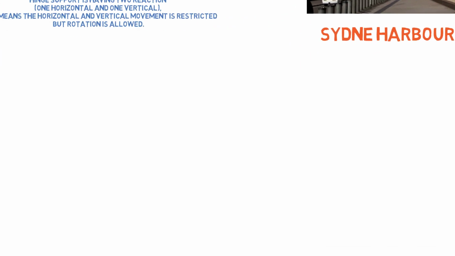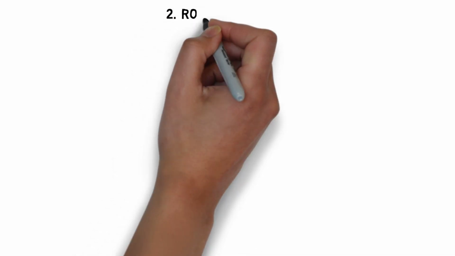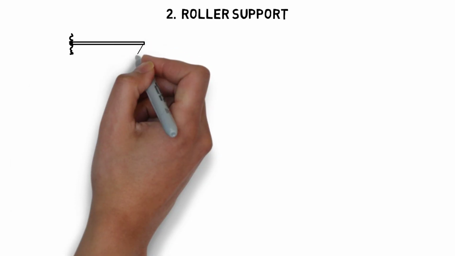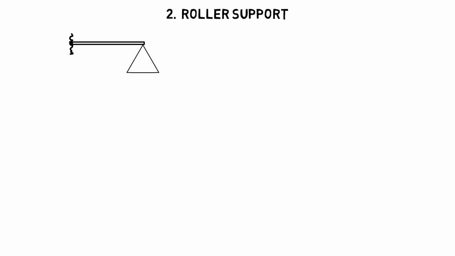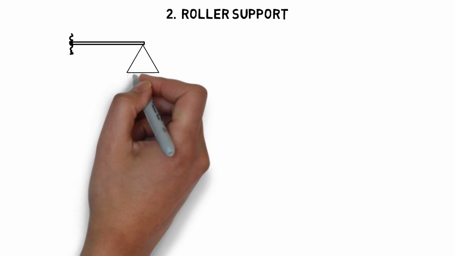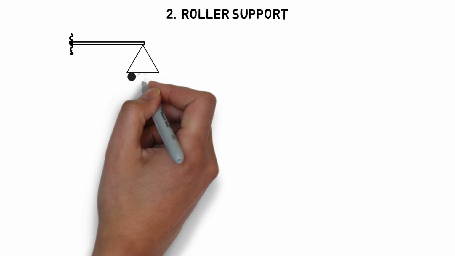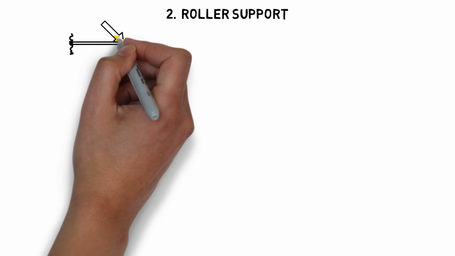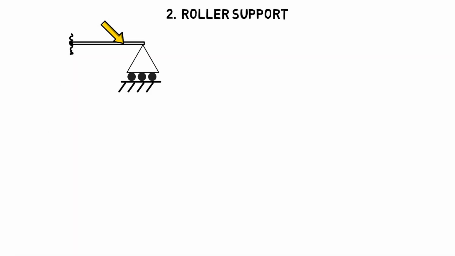The next type of support is roller support. Roller support can only resist the forces which are perpendicular to its plane of rolling. There are many ways of representing a roller support in civil engineering. The following are some representations of roller support.